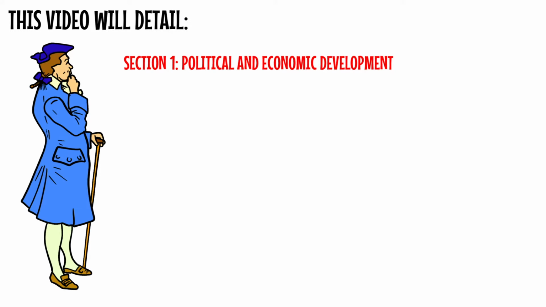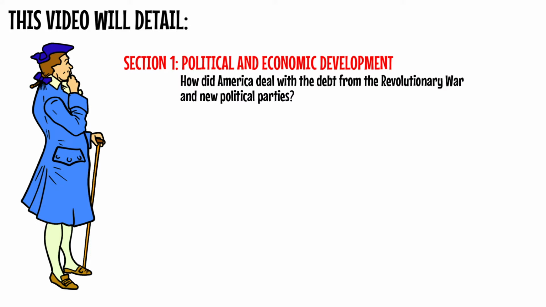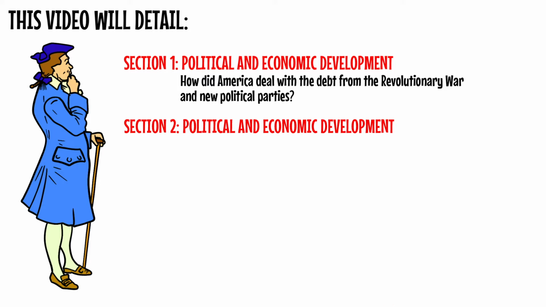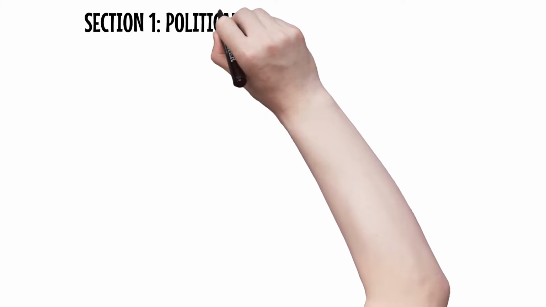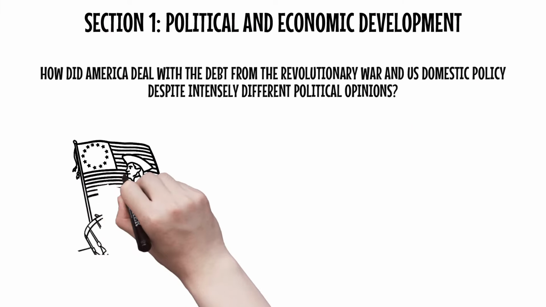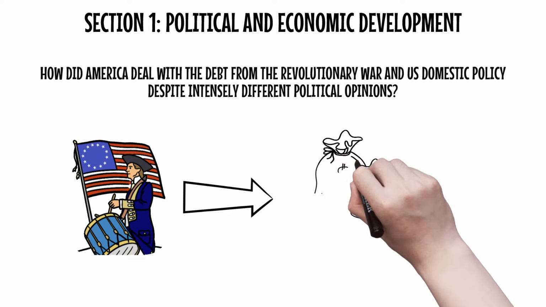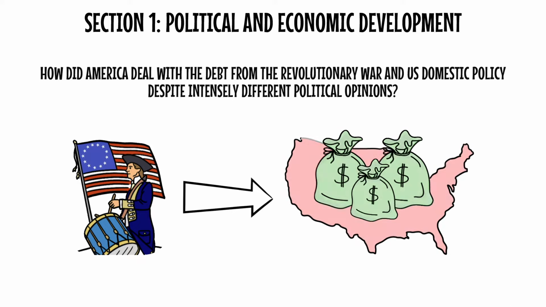Political and Economic Development. How did America deal with the debt from the Revolutionary War and new political parties? Section 2. Political and Economic Development. How did the newly founded American nation deal with other countries? Section 1. Political and Economic Development. How did America deal with the debt from the Revolutionary War and U.S. domestic policy despite intensely different political opinions?